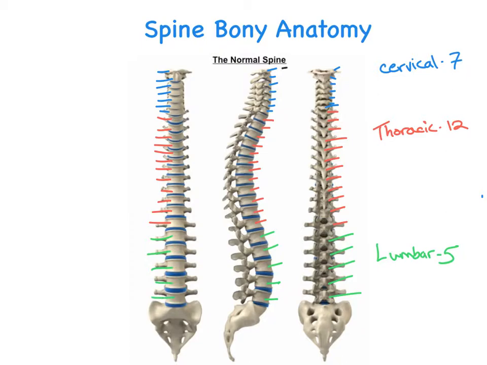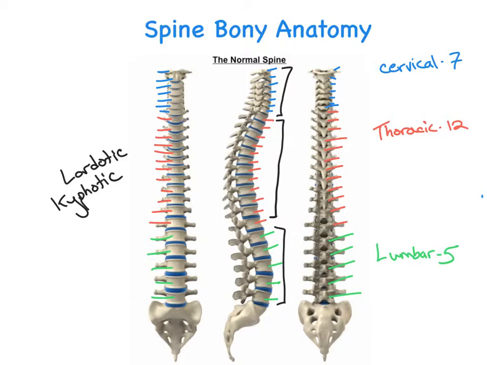The curvature of both the cervical spine and the lumbar spine curves in the anterior direction, or towards the anterior side, and we call these curves lordotic curves. In the thoracic spine, which curves towards the posterior side, we call this a kyphotic curve.